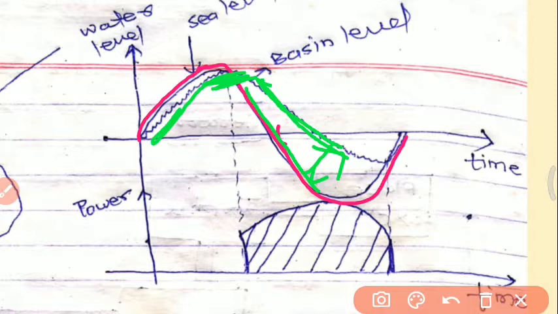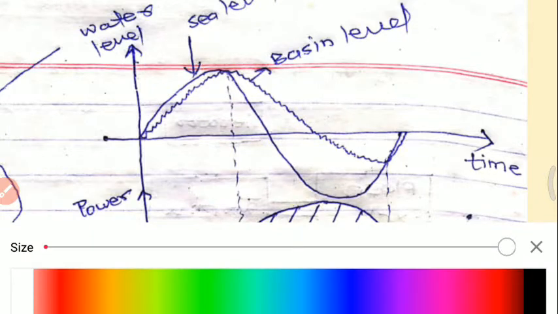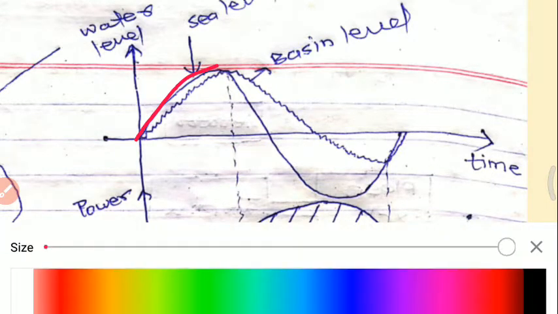And if we see the complete process, we will see what happens when the water level of the ocean increases, the water level of the basin also increases. Here the gates are open. Till this point the gates are open, when the water level of the ocean and the water level of the basin become equal. Till here both gates are opened, and at this point we will close the gate.